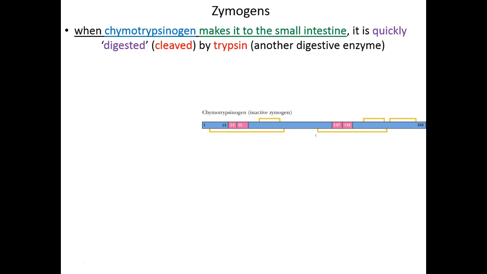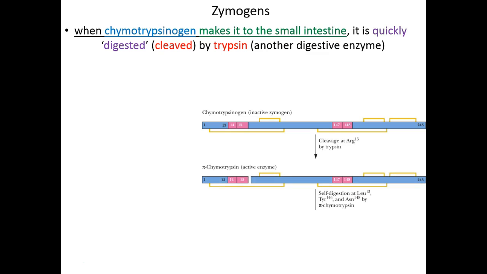When chymotrypsinogen, completely inactive, makes it to the small intestine, it's quickly digested, that means cleaved, cut, and trypsin is the enzyme that does that cutting. Trypsin is a digestive enzyme, and it's normally found in the small intestine for digestion. So trypsin cuts chymotrypsinogen, and it cuts it in only one place. It cuts between amino acid 15 and 16.